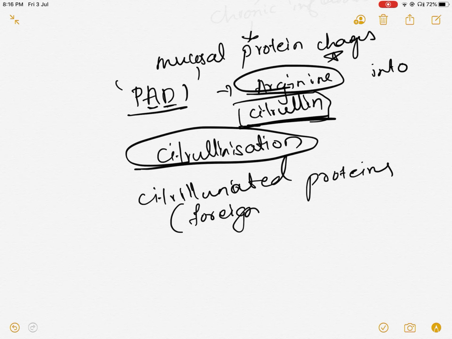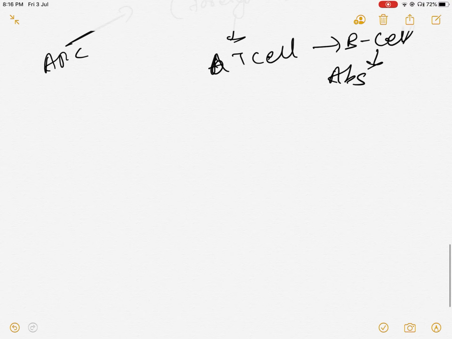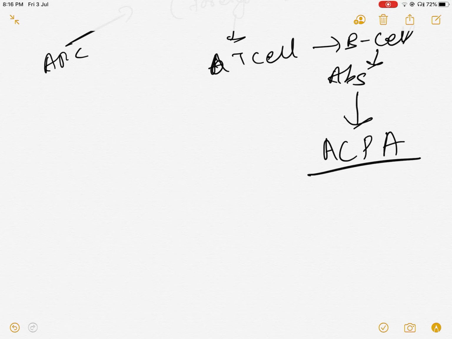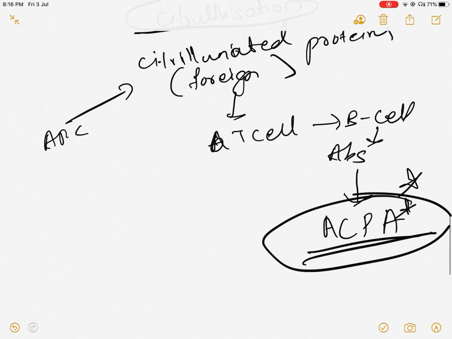So once the antigen presenting cell recognizes this as a foreign protein, it presents it to T cells, which stimulate B cells, which produce antibodies. The antibody which is produced against citrullinated protein is called anti-citrullinated protein antibody, that is ACPA, which is the most specific antibody in rheumatoid arthritis. Okay, ACPA.